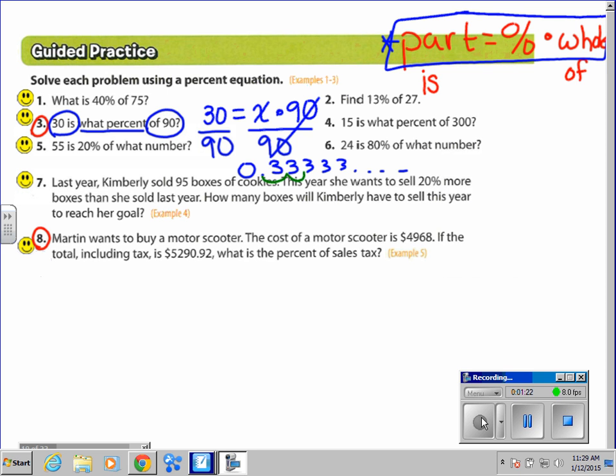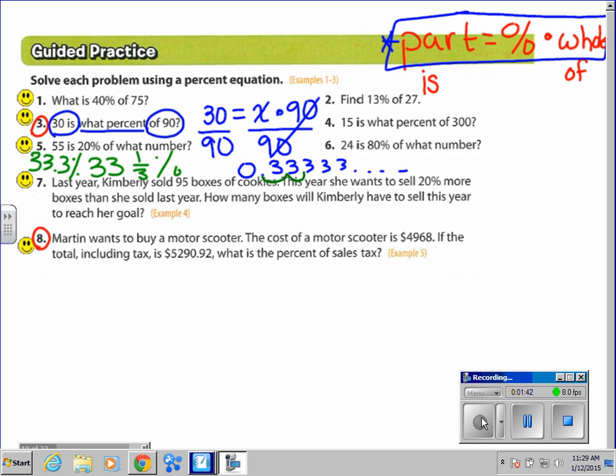Okay, so 1, 2. So my answer would be 33 and 1/3%. It could be 33.3% if you round it to the nearest tenth. Most of them today will tell you if you need to be specific, but make sure you do have that percentage there. The last one, Martin wants to buy a motor scooter.